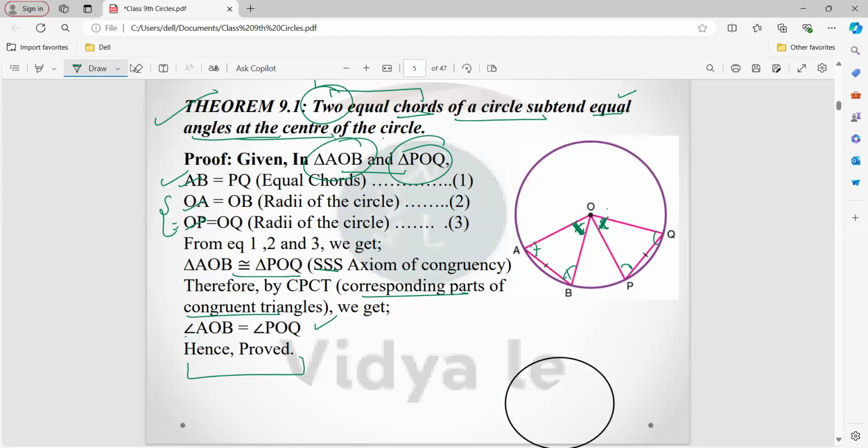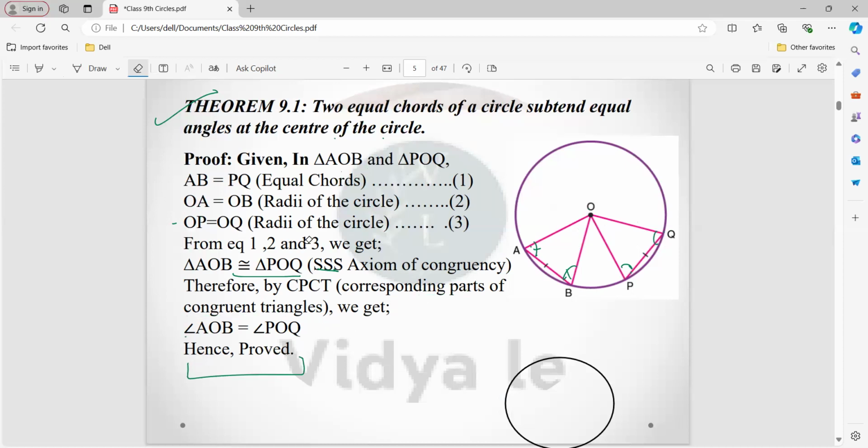Wonderful. So let's revise it again. First of all, what is given in this theorem? We are given that two equal chords of a circle subtend equal angles at the center of the circle. So we'll take any two chords which are equal to each other. Suppose we have taken here AB and PQ, right? Which are equal.